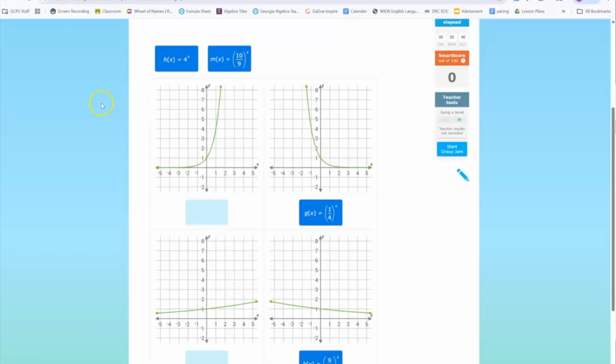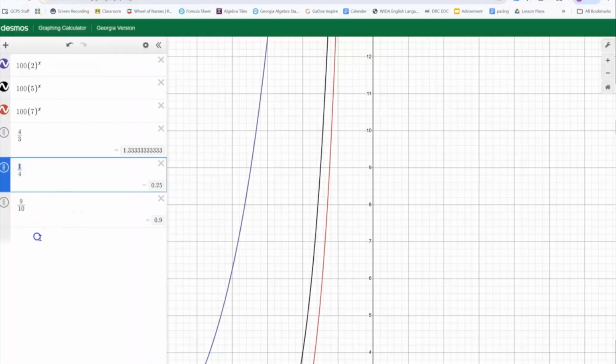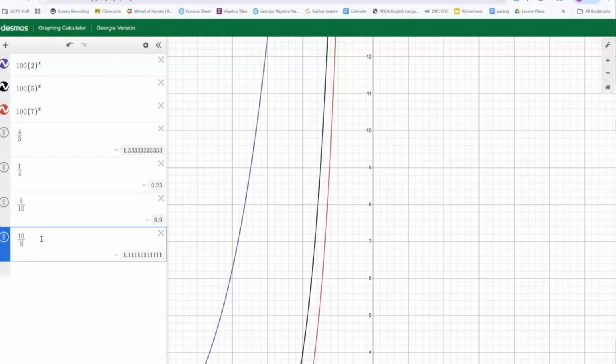Okay. All right. So for my growth, I got 4, and then I got 10 divided by 9. I don't know what 10 divided by 9 is. That's okay. You can go ahead and type it in. If I take 10 and I divide it by 9, it's going to be a really small number because 9 goes into 10 one time and a little bit.